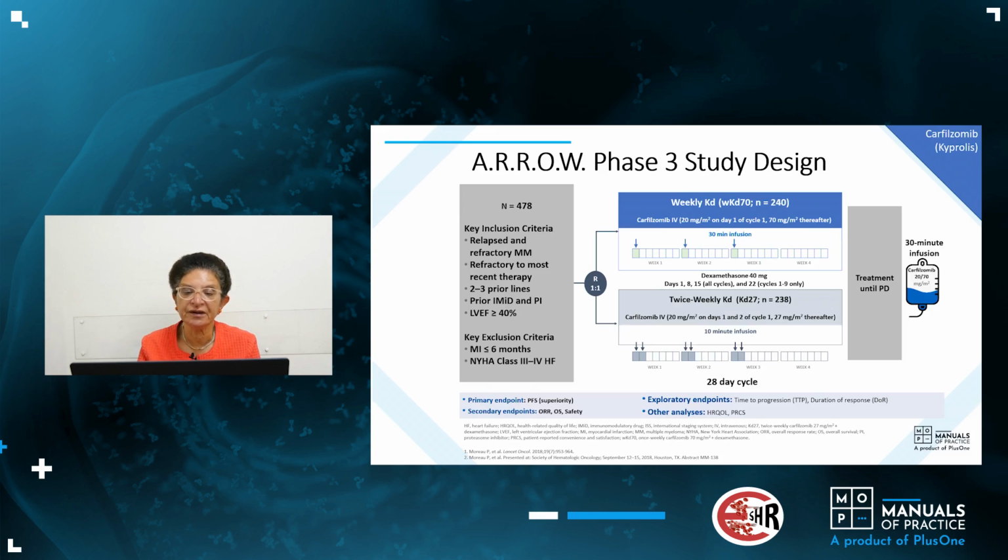So here we are comparing once weekly Kyprolis dexa to twice weekly Kyprolis dexa in the relapsed refractory setting. And as you can see here, they included patients with ejection fraction of more than or equal to 40%. And they included patients that did not have heart failure. Here, because this is a higher dose of carfilzomib, it was to be given over a 30-minute infusion. Let us look at what happened.